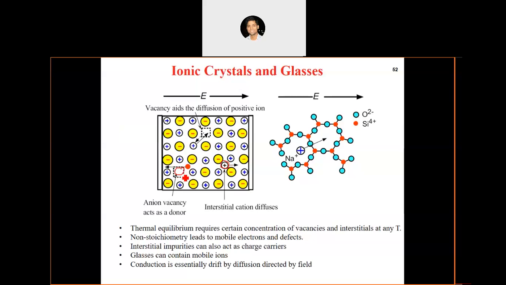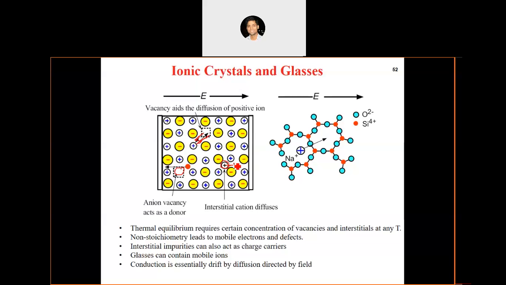Once you have these vacancies and interstitials, they play a role in electrical conduction in these kinds of ionic solids. Once you have a certain concentration of vacancies, the ions can move, right? For example, this positively charged ion can move from this position to this position, and effectively the vacancy will move in the opposite direction, right? Similarly it will happen for the interstitials also. An ion can move from one interstitial site to another, and that's how both the vacancies as well as the interstitials can contribute.